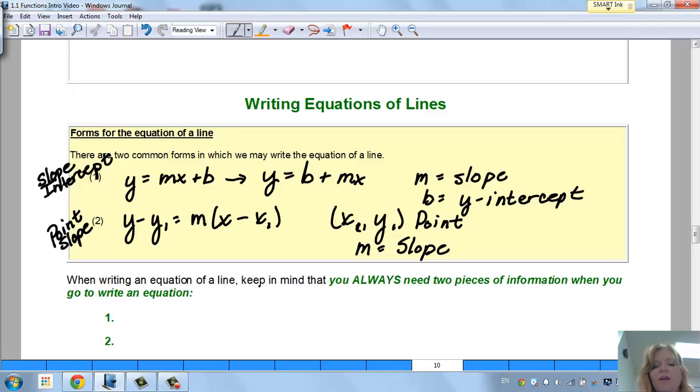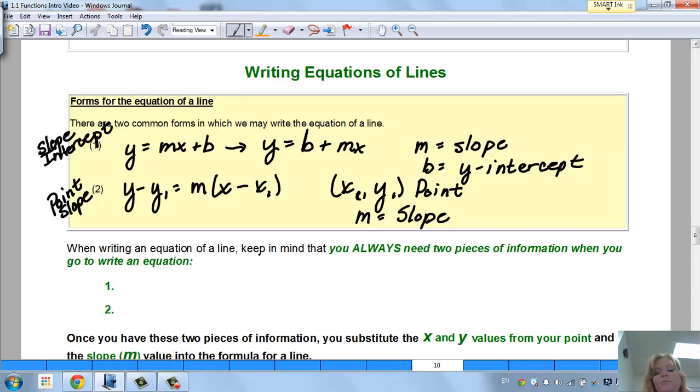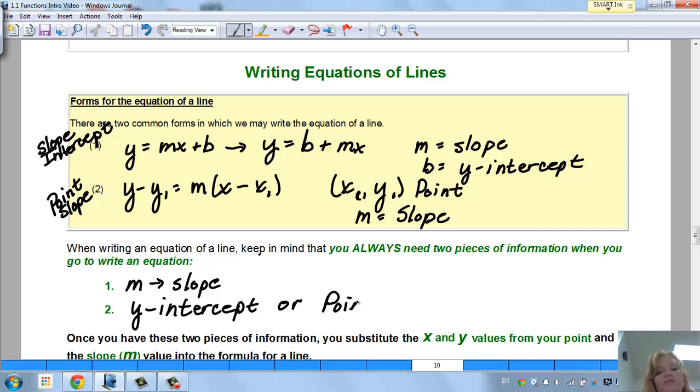When writing an equation of a line, keep in mind you always need two pieces of information. You always need the slope, so you need a slope for both of them. If you're going to do the slope-intercept form, you need the y-intercept. Or if you're going to do the point slope form, you need a point. So you need two things. You always need the slope, but you need either the y-intercept or the point.